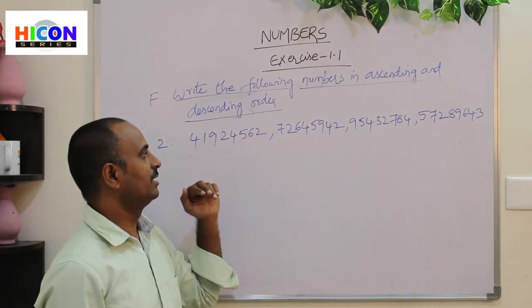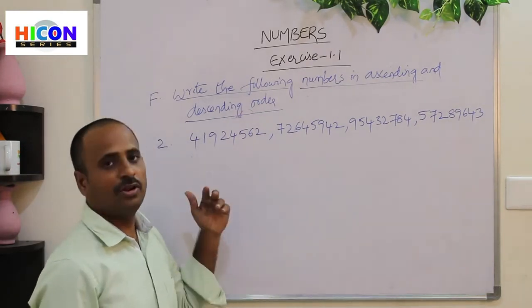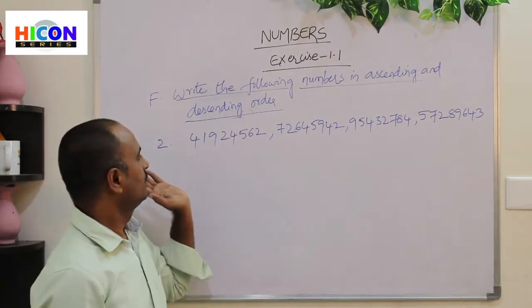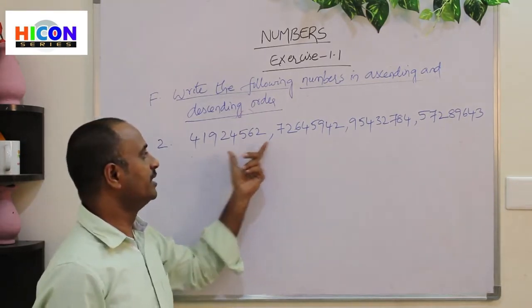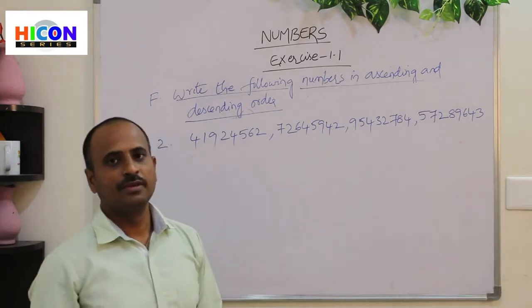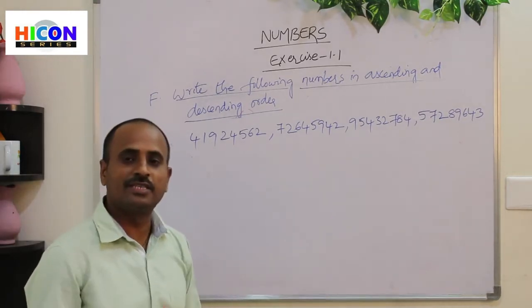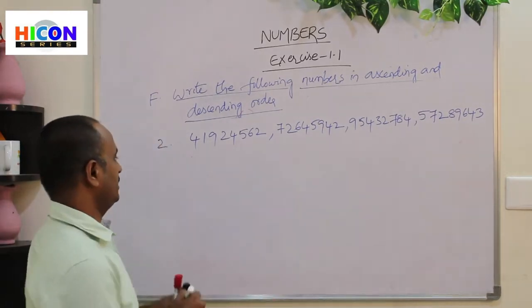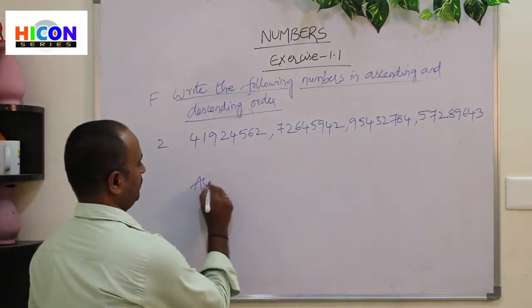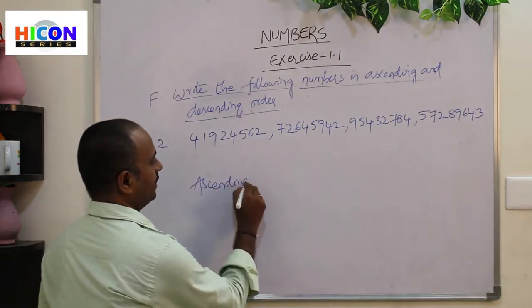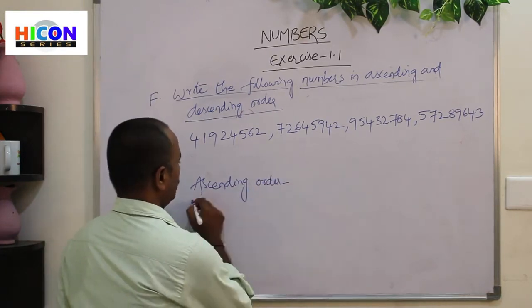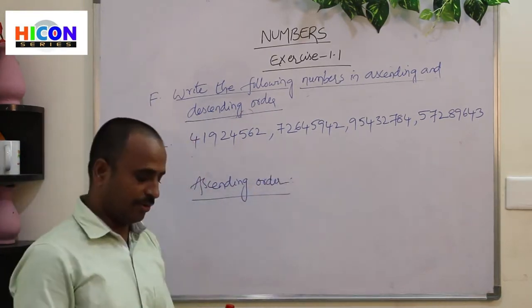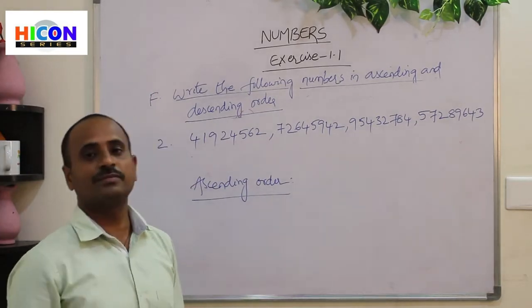Let us follow the same procedure that we followed in the first problem. First, we have to count the number of digits in each number. Let us write the ascending order first. Ascending order means from smallest to greatest number. So in this order, we have to write the smallest number first.